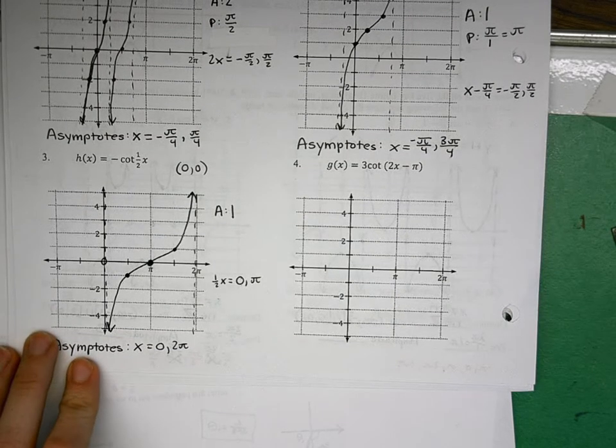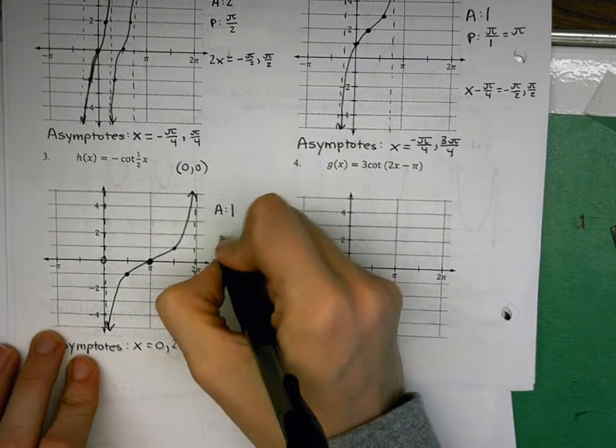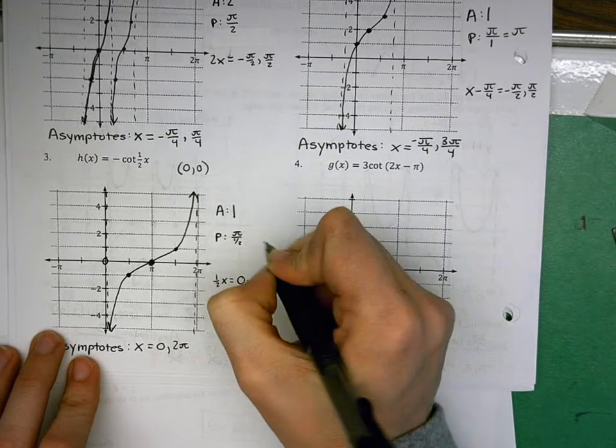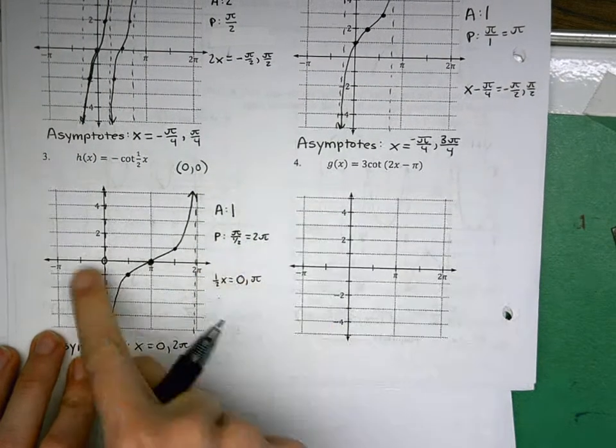Okay. Oh, and then you could also find period, domain, and range. Period would be pi over b, which b in this case is 1/2, so my period would be 2 pi, which is the distance from 0 to 2 pi.